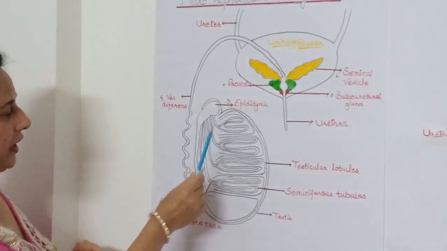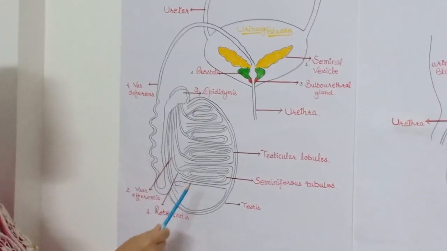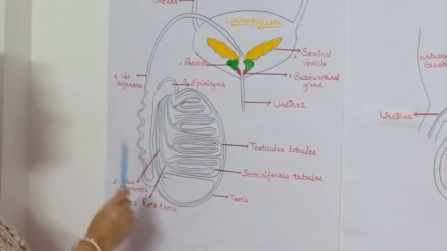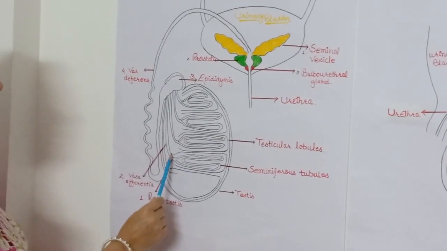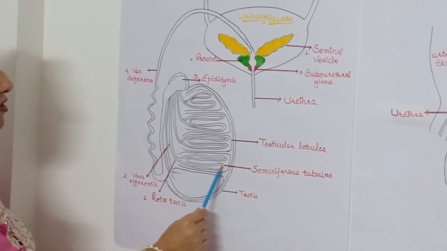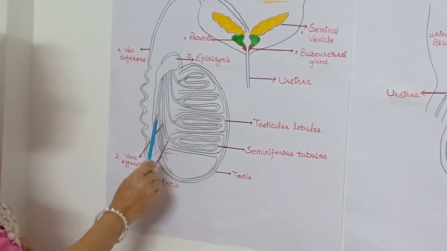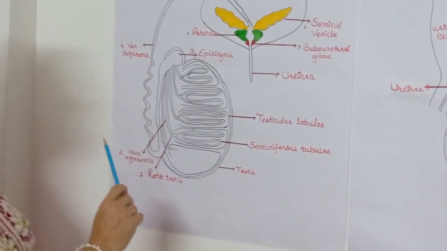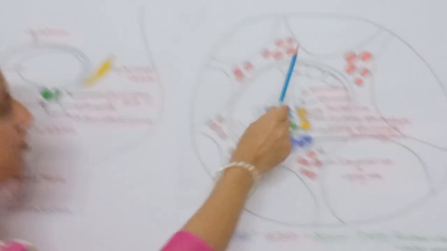Now you can look at here. These are the compartments. So there are 250 compartments. Now in each compartment there are seminiferous tubules. There are 1 to 3 coiled seminiferous tubules present in the testicular lobules. This is the cross section of the seminiferous tubules.